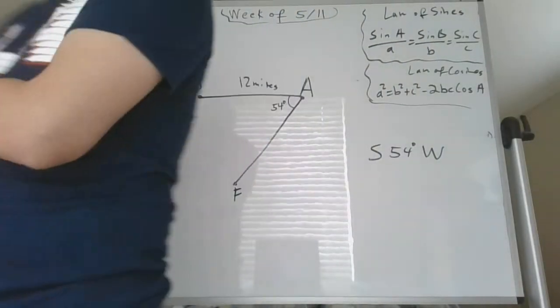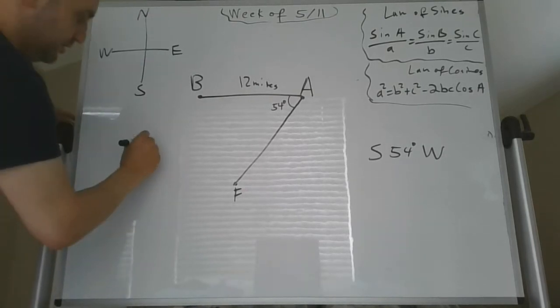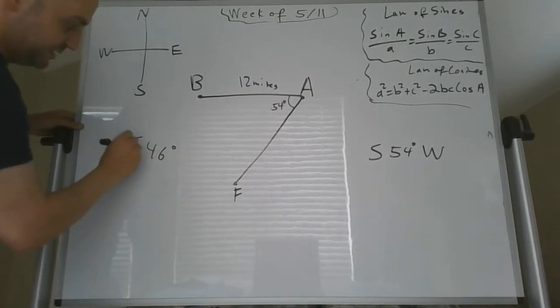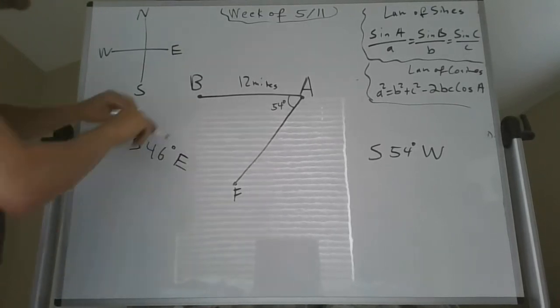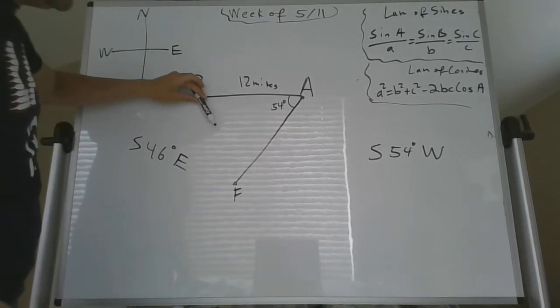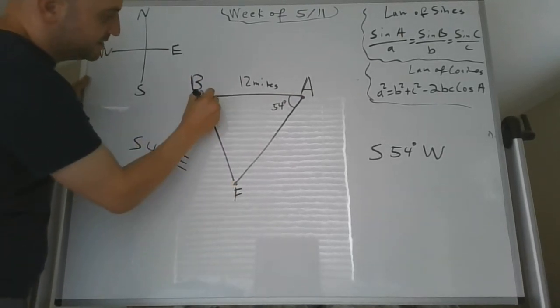Next, it's saying from tower B, it is going to be 46 degrees south, east. So south and east. 46 degrees.